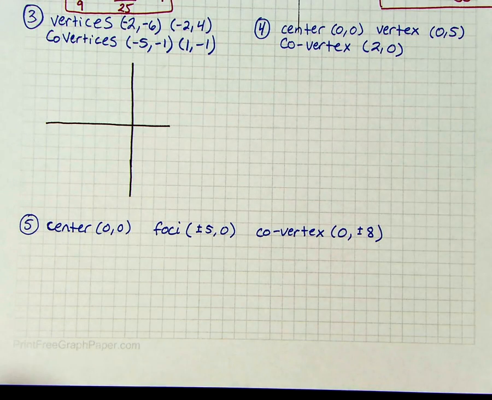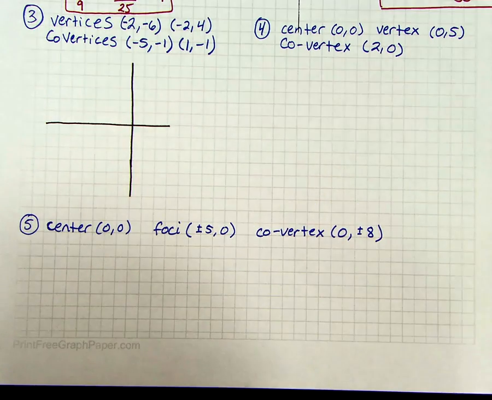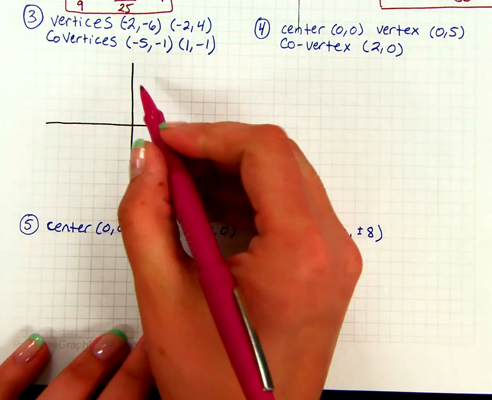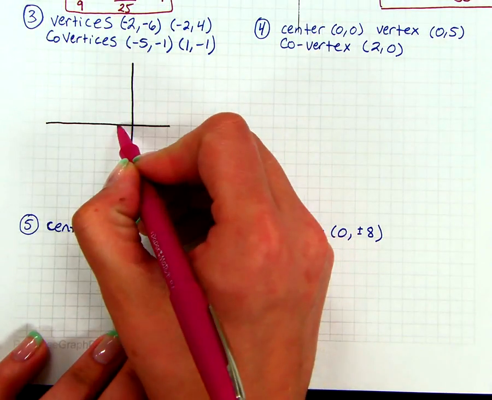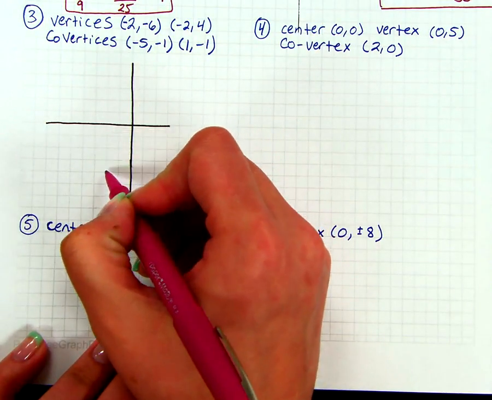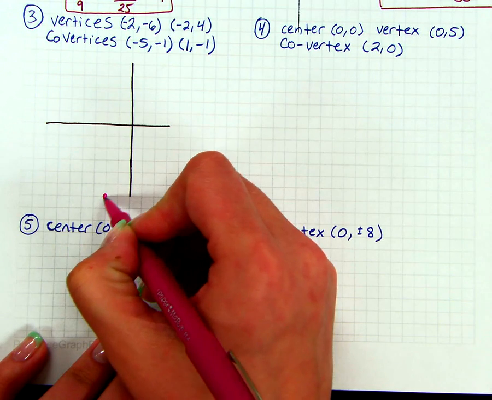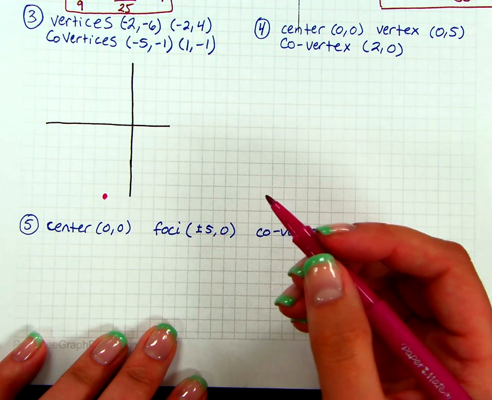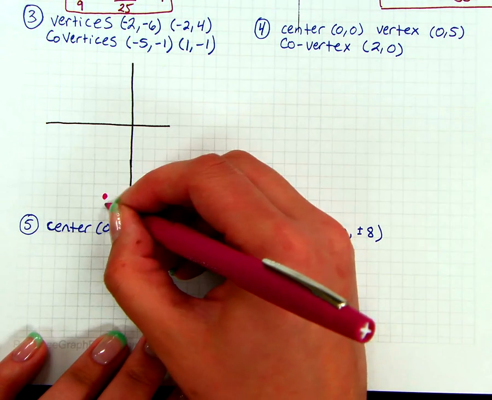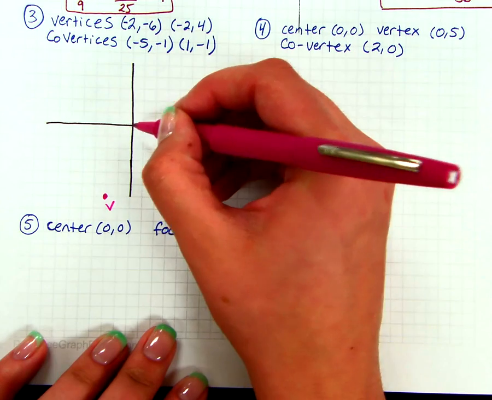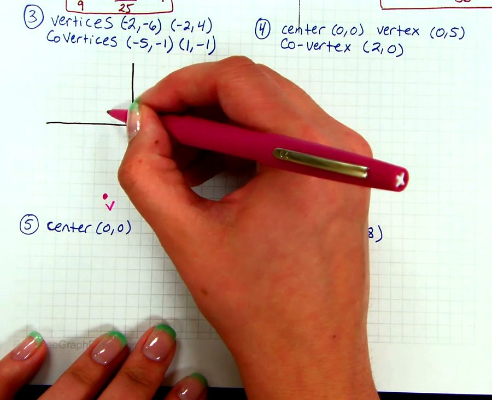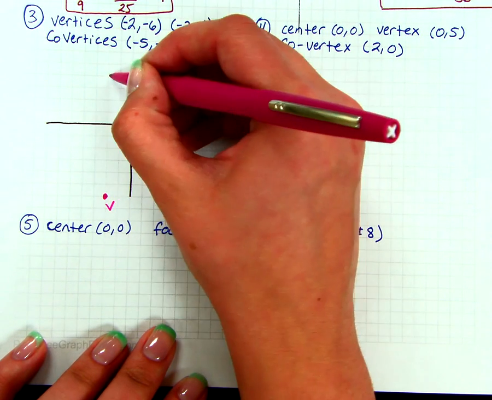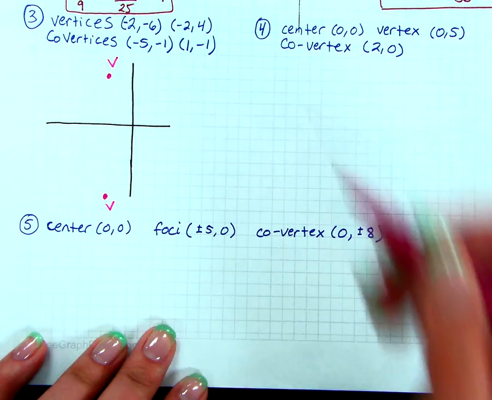Okay, so again, if we just plot it, we are going left 2, down 6. So 1, 2, 1, 2, 3, 4, 5, 6. So I'm going to put V for vertex. And then we're going to go left 2, up 4. 1, 2, 3, 4. And again, I'm just going to put V for vertex.